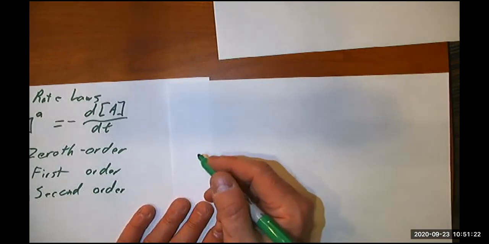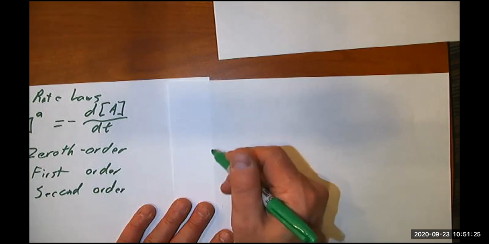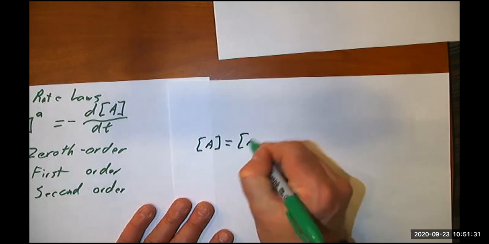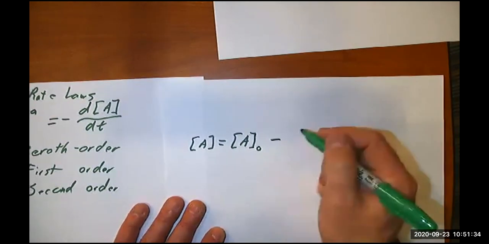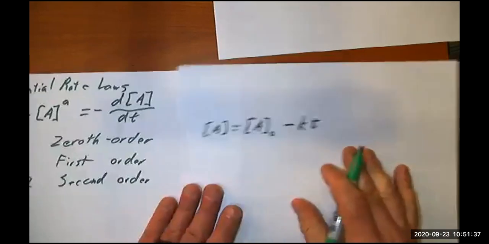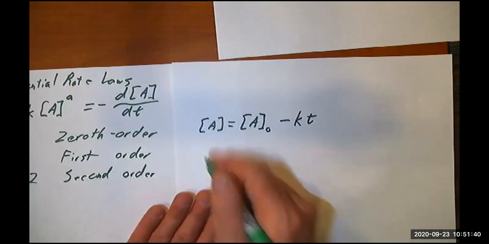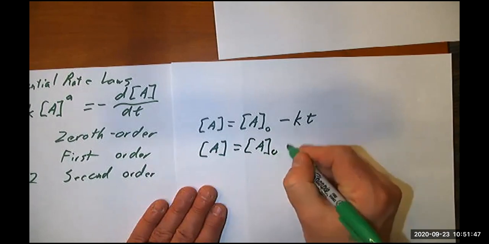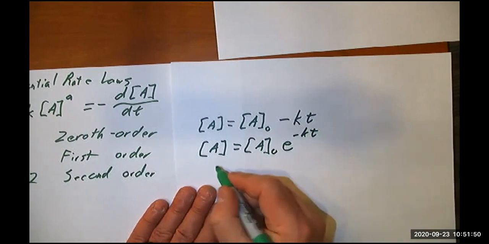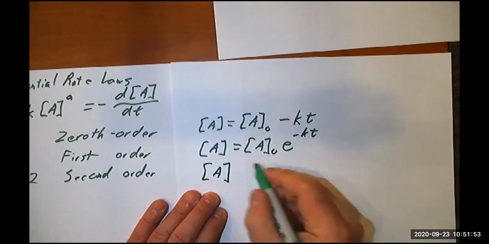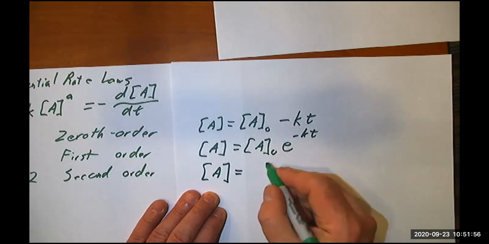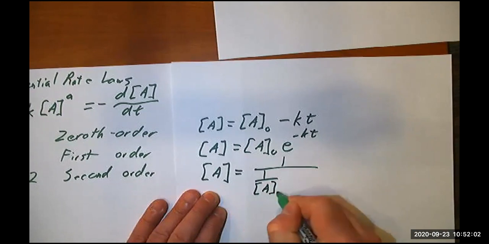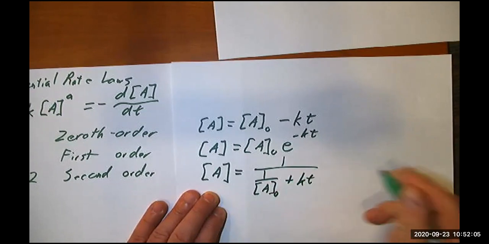And the results of that solution are that for a 0th order equation, we have the concentration of our species equals our initial concentration of the species minus kt. For the first order equation, we have the concentration of the species equals the initial concentration of the species times e to the minus kt. And then for the second order case, we have a slightly more complicated looking expression that looks like this. Okay.